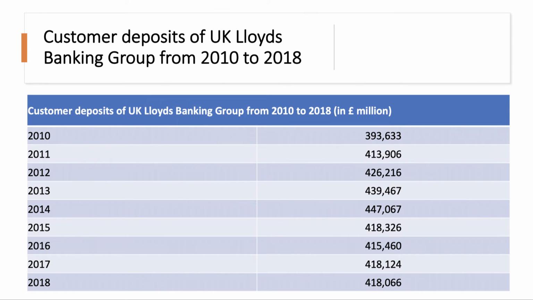Now, let's look at a bit of detail here, looking in particular at Lloyds Bank. This table is really interesting. This table shows the value of customer deposits of Lloyds Banking Group. In other words, the money deposited in the bank itself. And you can see that whilst there's been ups and downs over the years, basically Lloyds has about £400 million worth of deposits. Now, of course, that money can be lent out many times over.